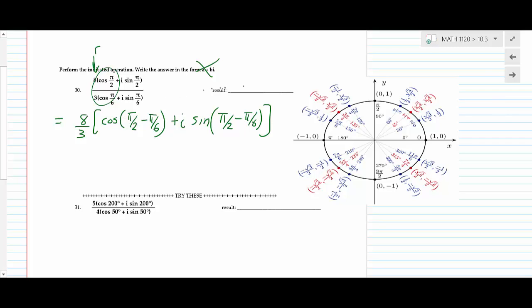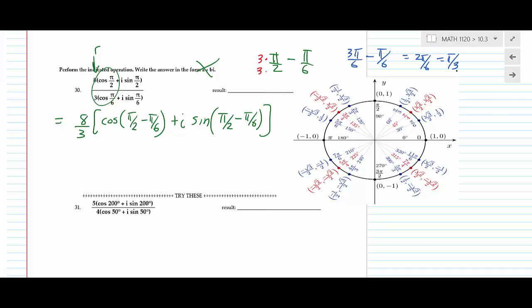Now I'm just going to get a common denominator at the side. If I have pi over 2 minus pi over 6, you would get a common denominator by multiplying by 3. So what you end up with is 3 pi over 6 minus 1 pi over 6. What is that? That's 2 pi over 6, so that's pi over 3. That's just basic arithmetic, common denominators, working that out.